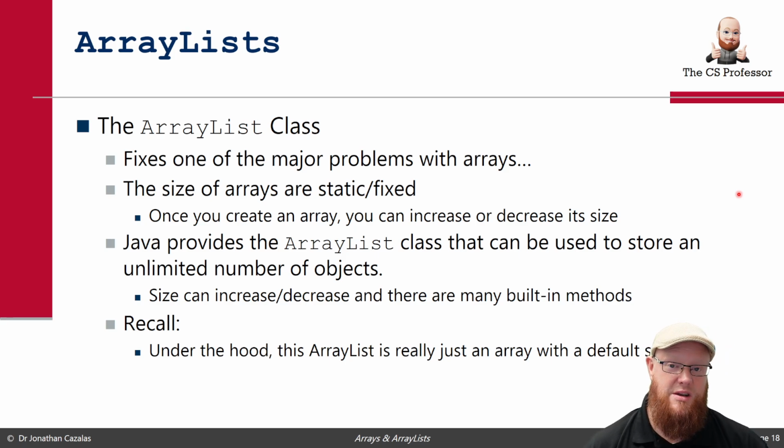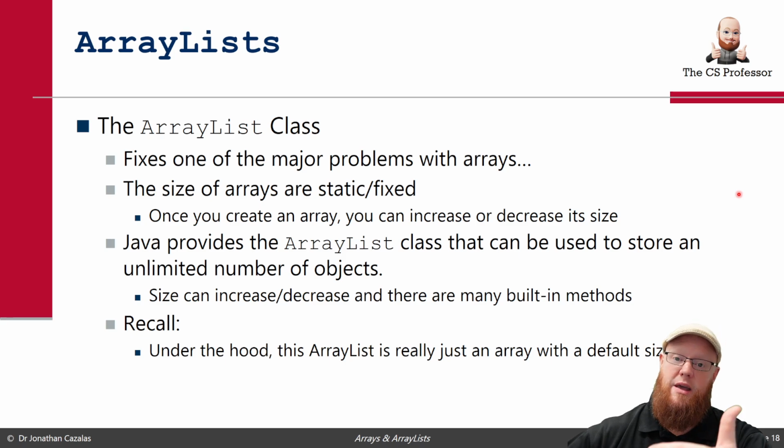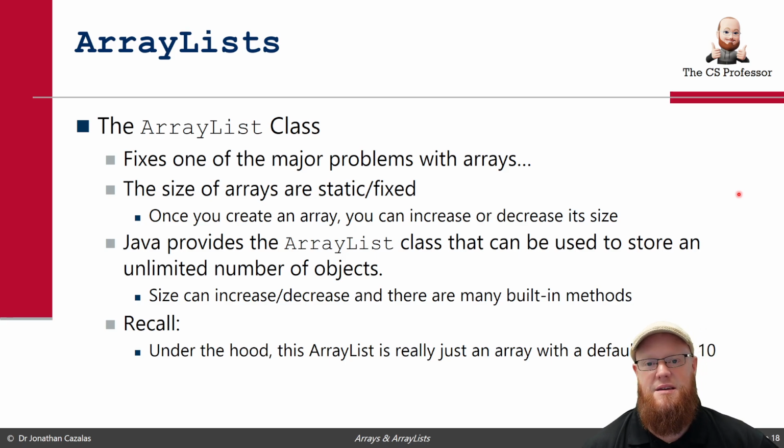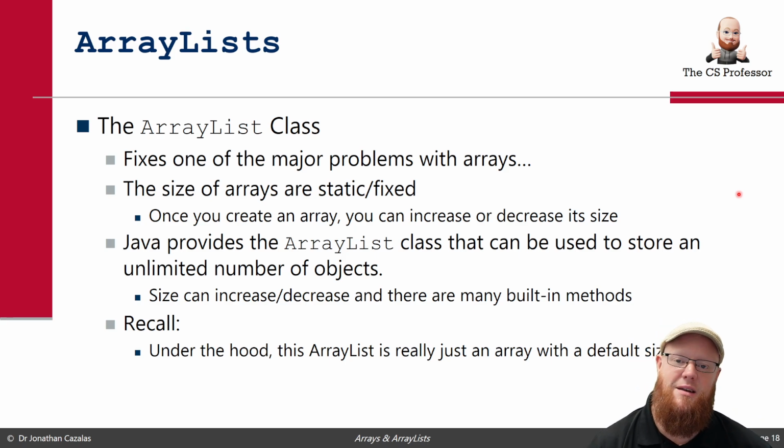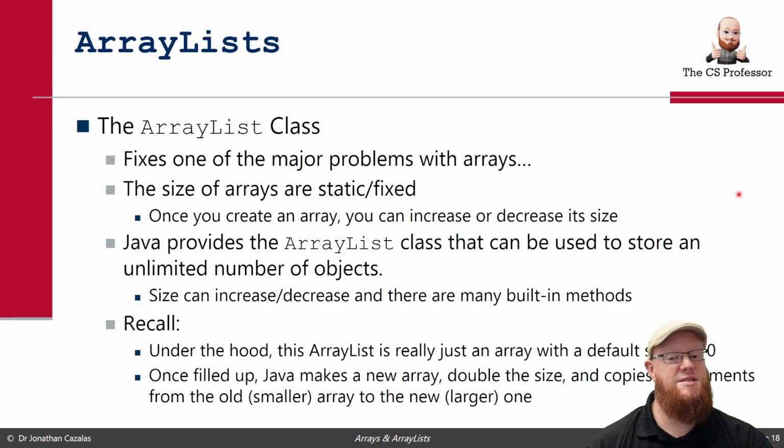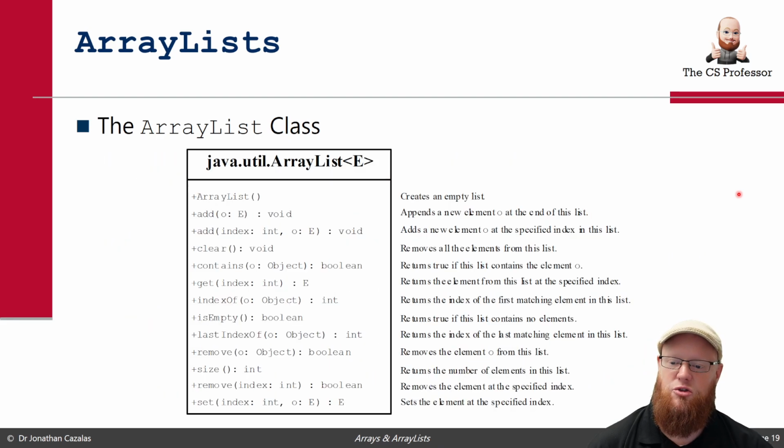So how does it increase or decrease? The default size of that array list is 10, and once you add 10 elements to that array, which is under the hood, and you try to add an 11th element, what Java actually does is create a new array. We then copy those 10 elements from the old array, from index 0 to 9, to the new array, save the new value into index 10, and delete the old array. This is what's really going on, but it gives us the appearance that it can grow and shrink.